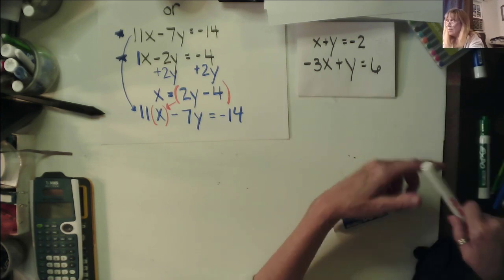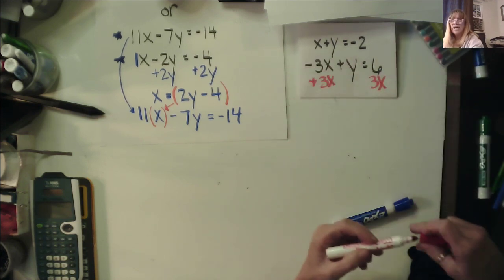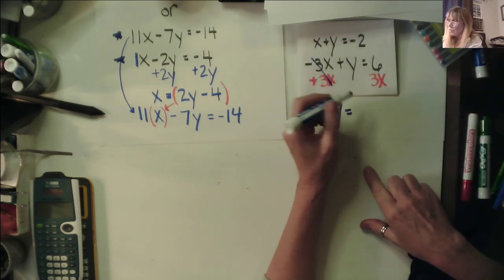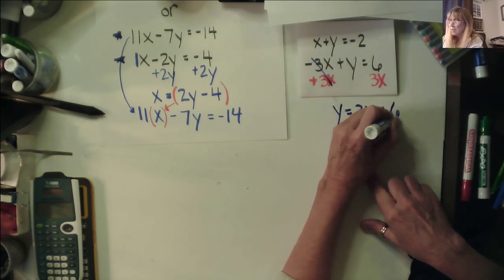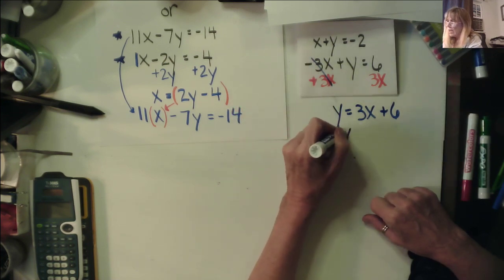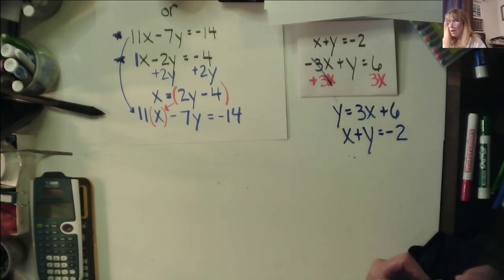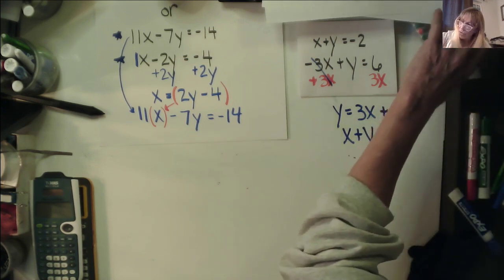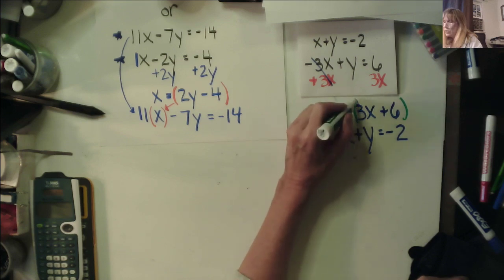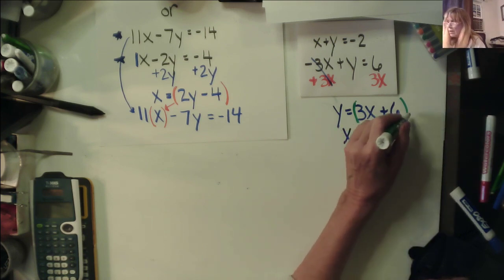I'm going to add 3x to both sides. And when I add 3x to both sides, these cancel. I get y equals 3x plus 6. So now I have a variable all by itself. I'm going to bring this one down too. So x plus y equals negative 2. So here's my system. I have y isolated, so y equals this, so I put a parenthesis, 3x plus 6, and I'm going to plug it into this y here. I'm going to make an arrow.